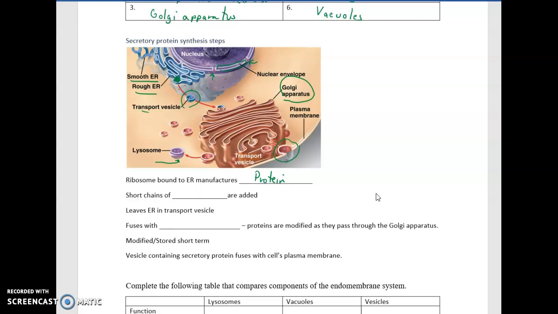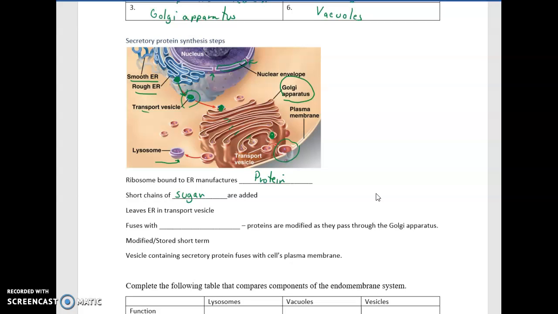Then sugars, short chains of sugars can be added. These can be added any place along the way. That leaves the ER in a transport vesicle. So now our protein is inside that transport vesicle. Our transport vesicle will fuse with this side of the Golgi apparatus. The proteins may be modified as they pass through these stacks. And then eventually, they will be put in another vesicle and excreted.